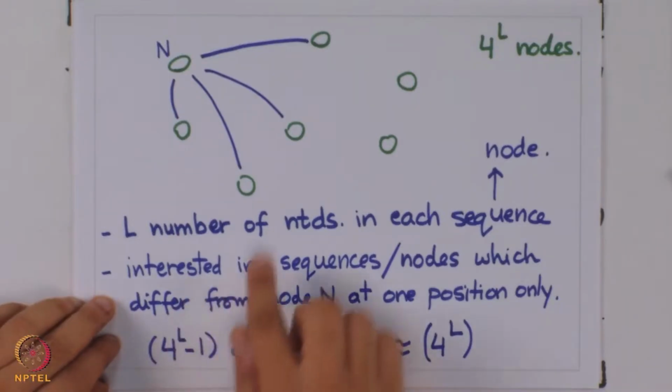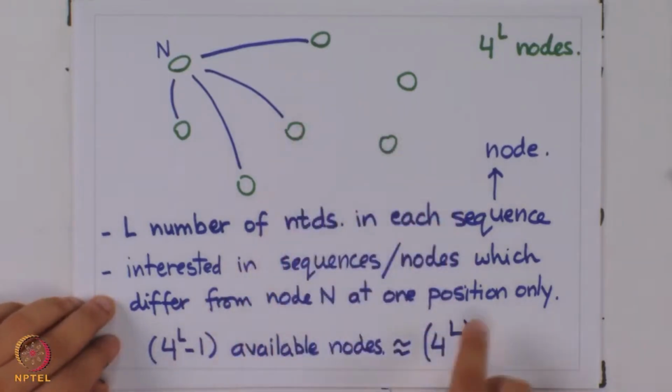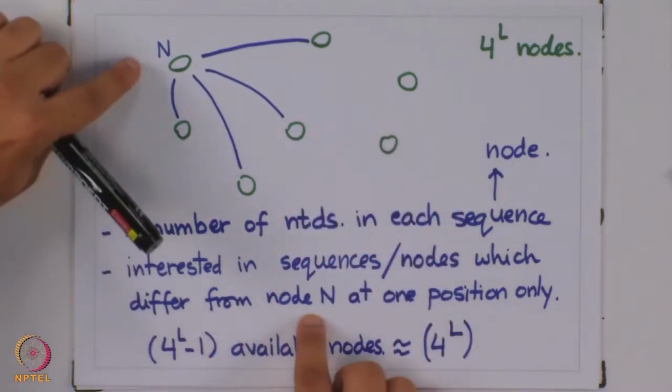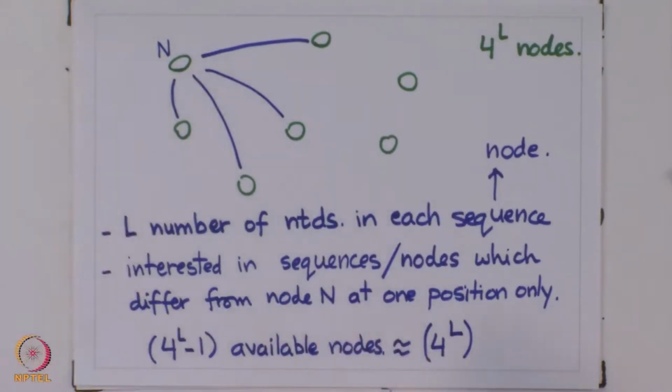We are interested in all those sequences or nodes which differ from the sequence defined by node n at one position only and are identical at n minus 1 positions. So, how do we talk about this? That difference that we have to talk about. So, we are interested in sequences or nodes which differ from node n at one position only. That difference could be anywhere in the sequence. We have not specified that.